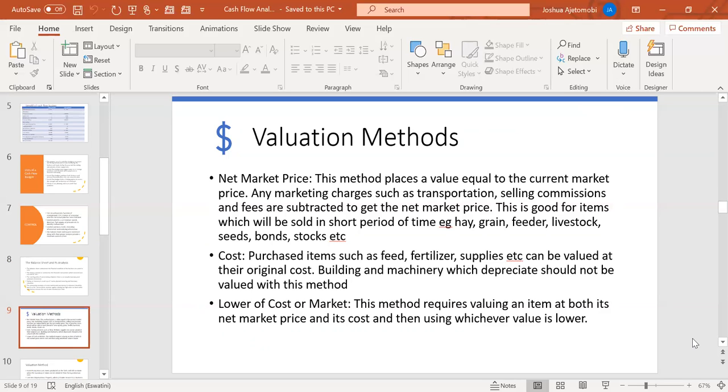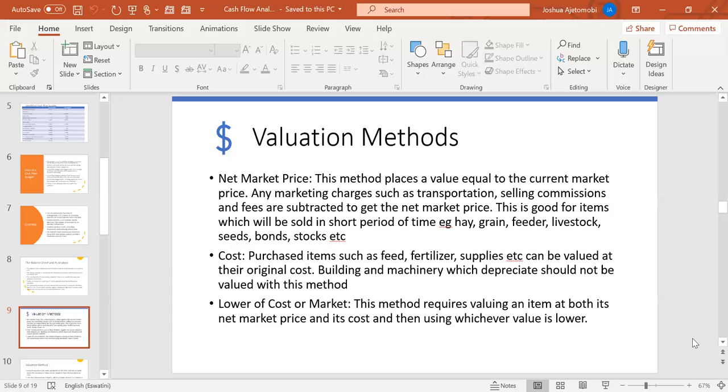Another method is cost. Purchased items such as feed, fertilizer, supplies, and so on can be valued at the original cost. Buildings and machinery, which depreciate, should not be valued with this method because they are used for more than 1 year, some 2, 3, 4, 5 years. So they will have salvage value and so on. So they come with depreciation. So you can't just use the original cost in order to evaluate machinery and buildings.